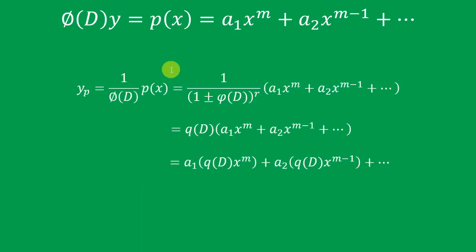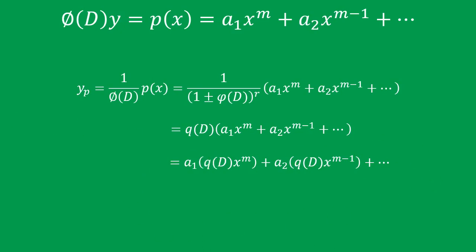So in general, for a polynomial, yp, which is 1 upon phi of D operates on p of x, is equal to 1 upon (1 plus or minus psi of D) raised to r operates on a1 x raised to m plus a2 x raised to m minus 1 and so on, is equal to a1 times q of D operates on x raised to m plus a2 times q of D operates on x raised to m minus 1 and so on. So this is how we can evaluate yp.